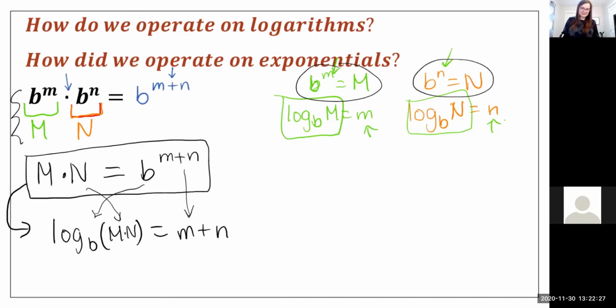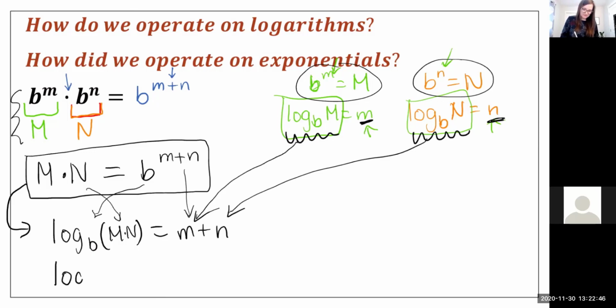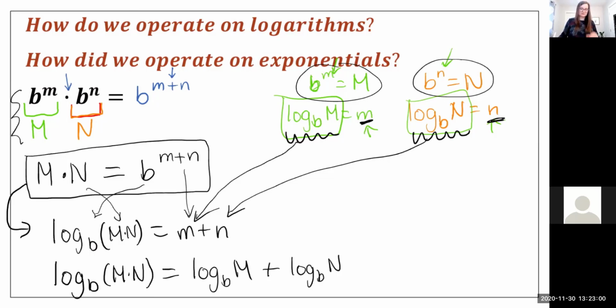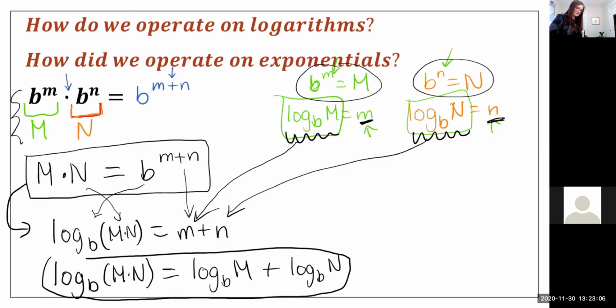Now, if I go back and consider what m was, log base b of m, and n was log base b of n. So if I just put those in, then I get this: log base b of m times n is equal to log base b of m plus log base b of n. This is actually called my product rule because it's coming from the product rule of exponents. So this is also my product rule.